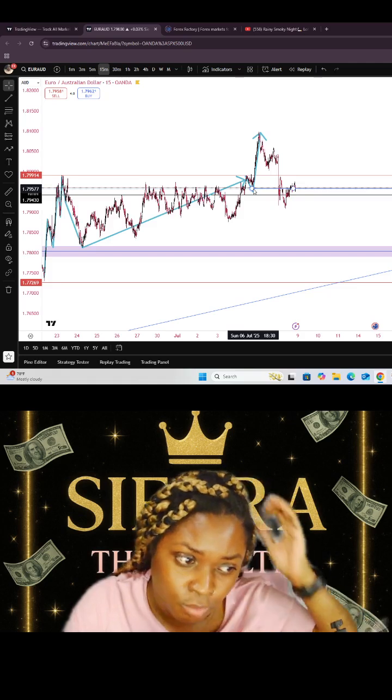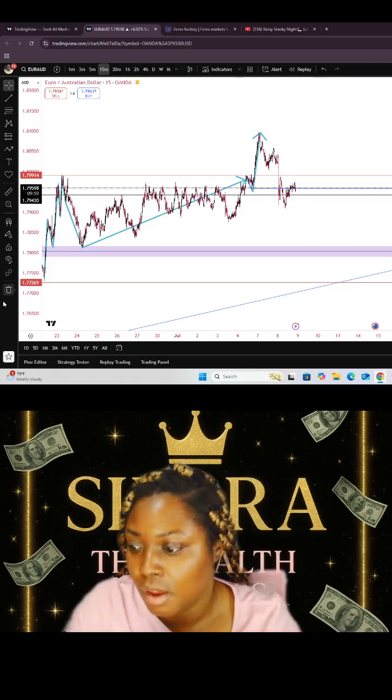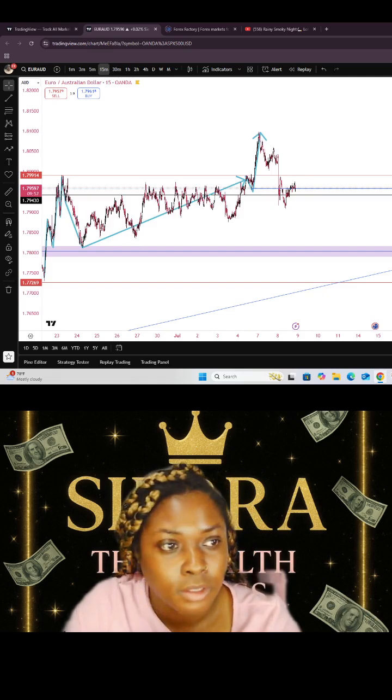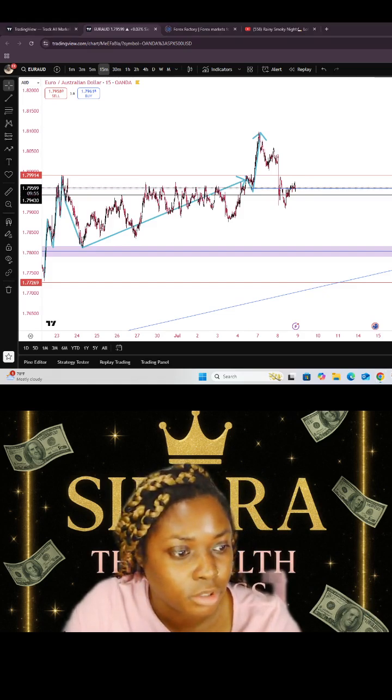High and low of what? Let's go to a different chart and mark structure real quick.